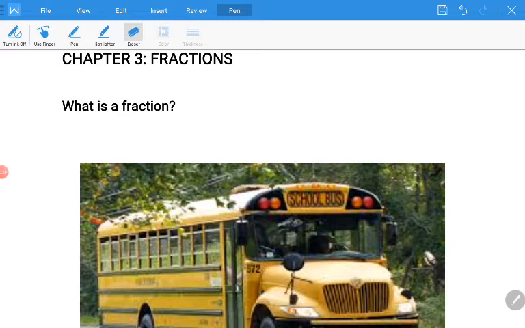So consider this to be, say, an orange. If we share this orange between two people, we cut it into half. Suppose we want to share it equally, and each one will get a half. So this half is a fraction.